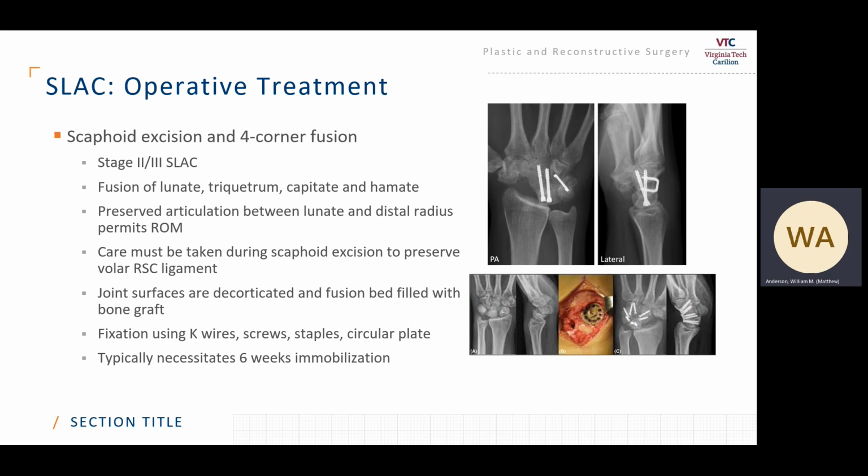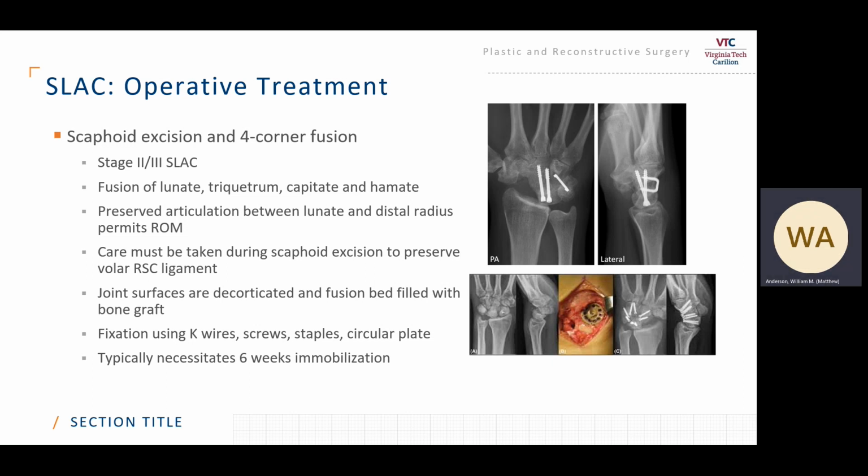Scaphoid excision and four-corner fusion is an option for stage 2 and 3 SLAC wrist. It involves fusion of the lunate, triquetrum, capitate, and the hamate. Wrist range of motion is preserved due to the articulation that remains between the lunate and the distal radius. It is important during scaphoid excision to preserve the volar RSC ligament.